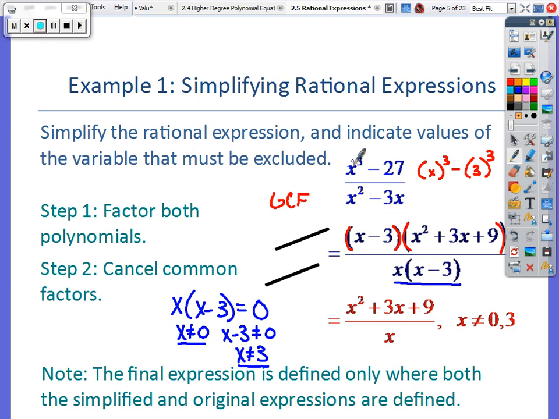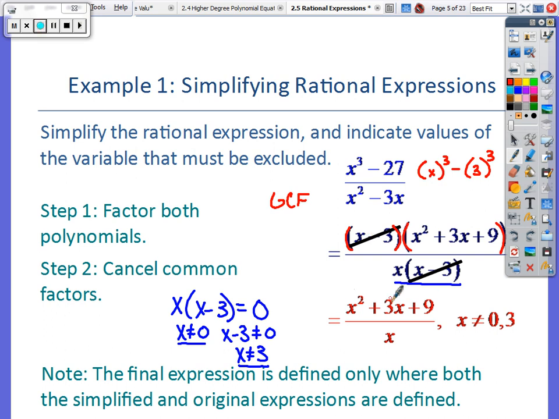So we've identified where it's undefined. Now we can go ahead and reduce. And what you'll notice here is what factors are similar on top and bottom. Well, x minus 3 and x minus 3 are common on both top and bottom. So we can remove them from the problem to simplify it.